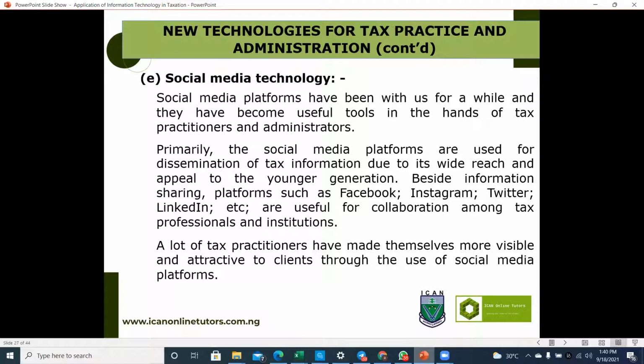Social media platforms have been with us for a while, and they have become useful tools in the hands of tax practitioners and administrators. Tax practitioners may organize a group or a platform where both staff of their clients and the assigned staff of the firm come together and rub minds. The staff of the clients ask questions and seek clarification on how to go about a particular transaction. Primarily, social media platforms are used for dissemination of tax information due to their wide reach and appeal to the younger generation.